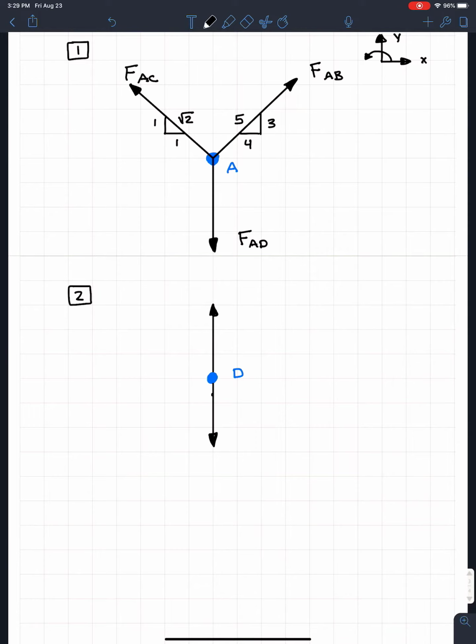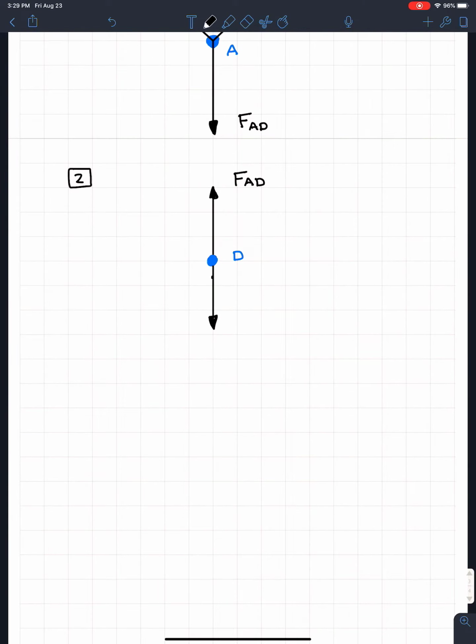So what happens here is we know that the force going up is that spring force, FAD. And the one going down, of course, is the weight of the crate. So this is going to be the weight of the crate, which is equal to the mass of the crate times gravity. And we know the mass of the crate is 2 kilograms.